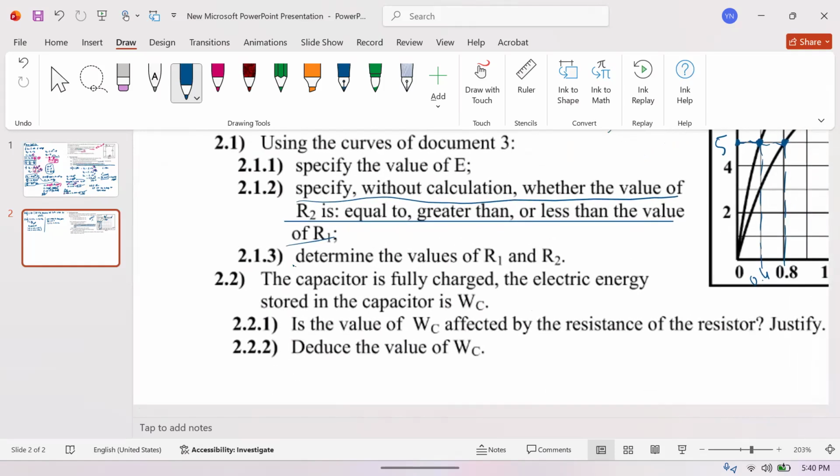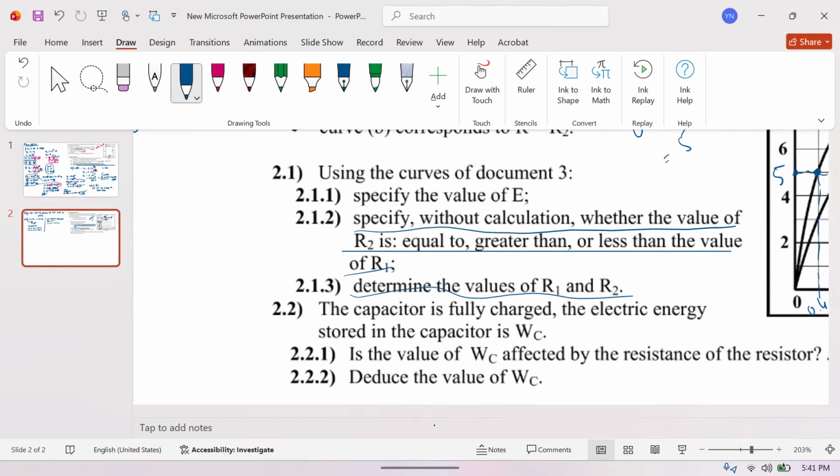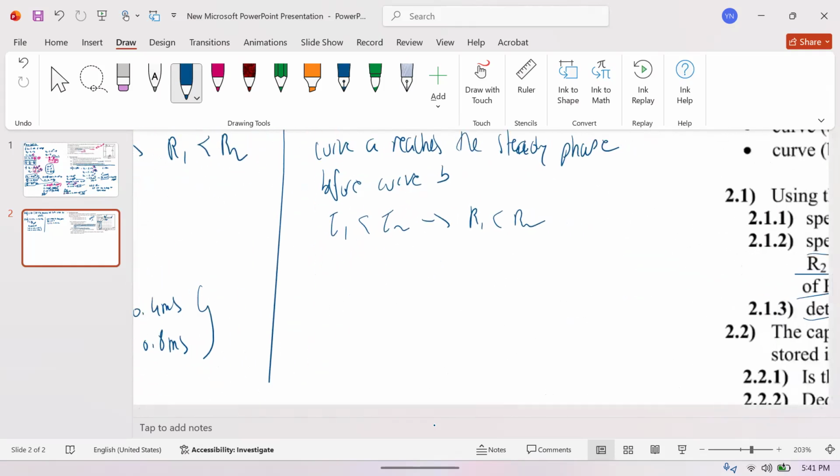Now, determine the value of R1 and R2. In the previous question, they didn't ask about tau. They asked if R1 is greater, smaller or equal to R2, and we immediately related that to tau. So if we want to get the value of R1 and R2, let's also relate that to tau.